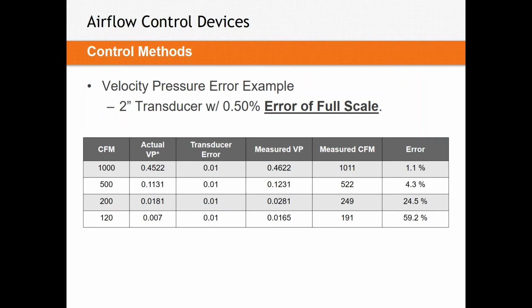So what I'm saying here is, say we're measuring 1,000 CFM, and my actual velocity pressure is just under 0.5 inch. The transducer error will always be 0.5% of 2 inches. So you can see there on that first line, my measured velocity pressure might be 0.01 away from my actual, giving me a total of 1.1% error. Not a problem, that's still very, very accurate. Let's turn that box down 2 to 1. We're measuring 0.11 inches of water. But still, notice our transducer error has not changed from 0.01 inches. It's 0.5% of 2 inches.